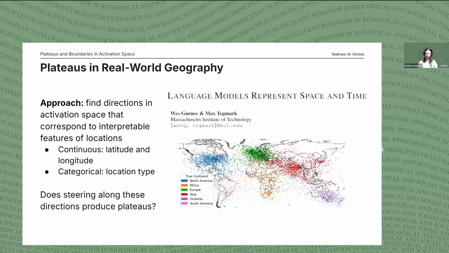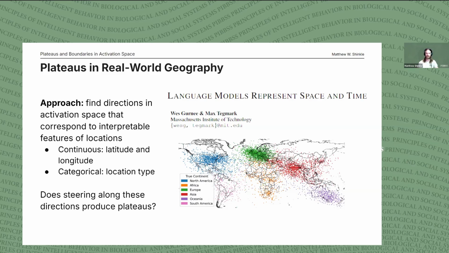So these latitude and longitude directions are examples of continuous feature dimensions. In order to find a categorical dimension for the same features, I used an additional set of features for each location that indicate their structure type. So for example, bridge or restaurant. And so critically, this should be relatively independent or not correlated with the latitude and longitude locations.